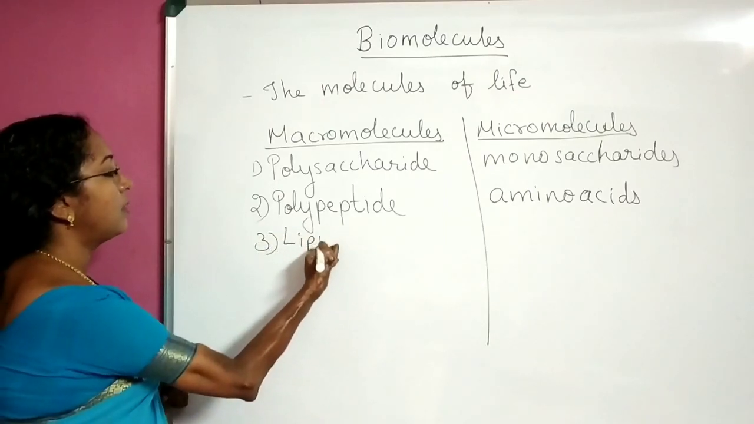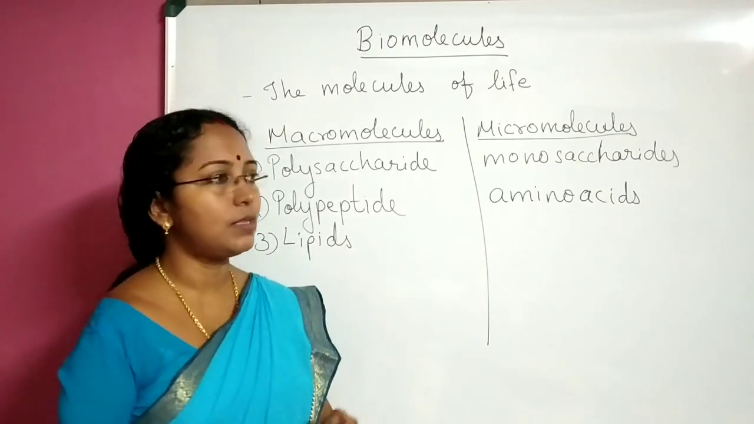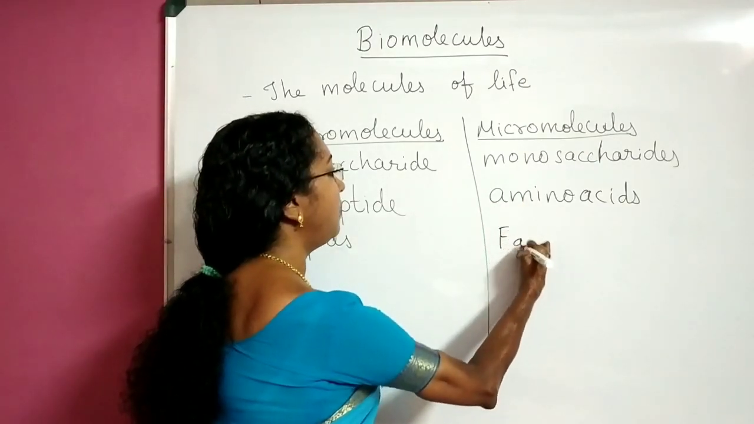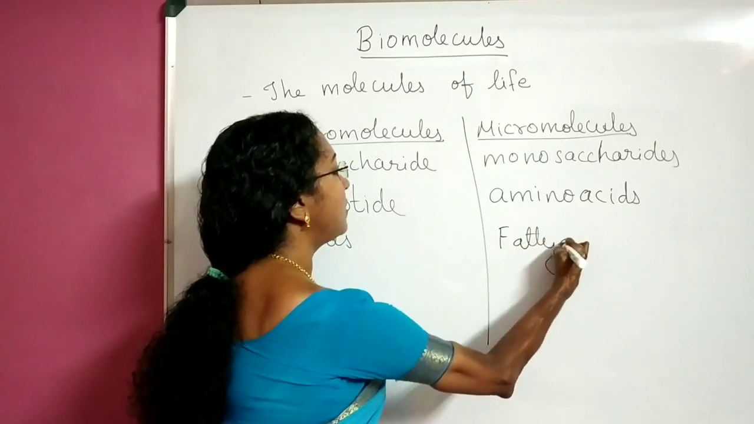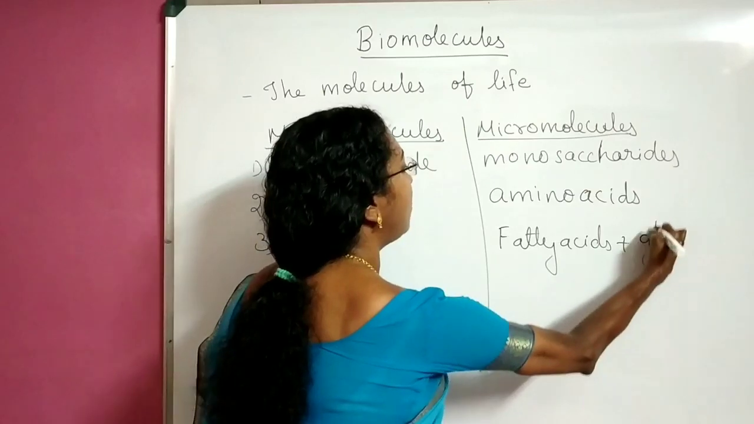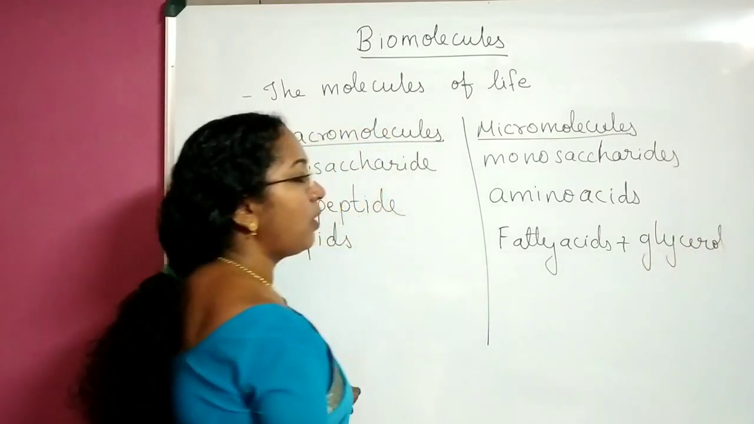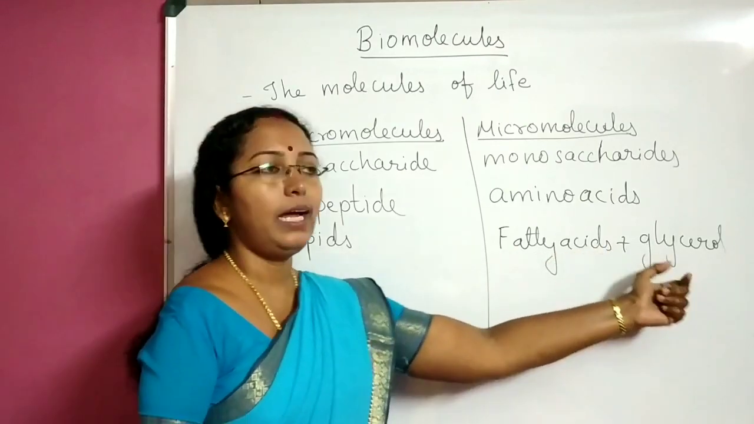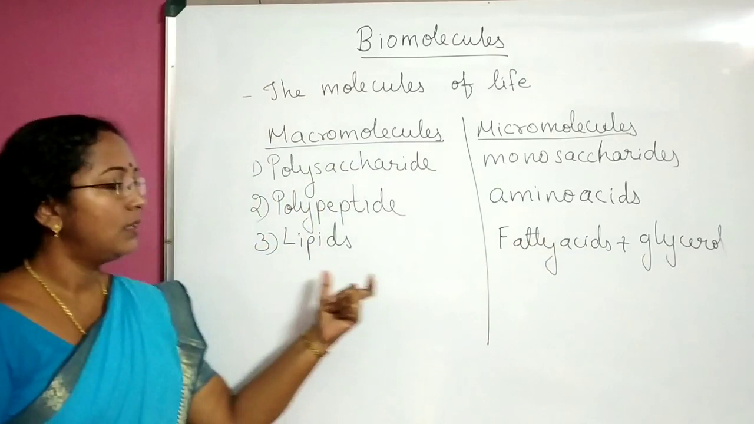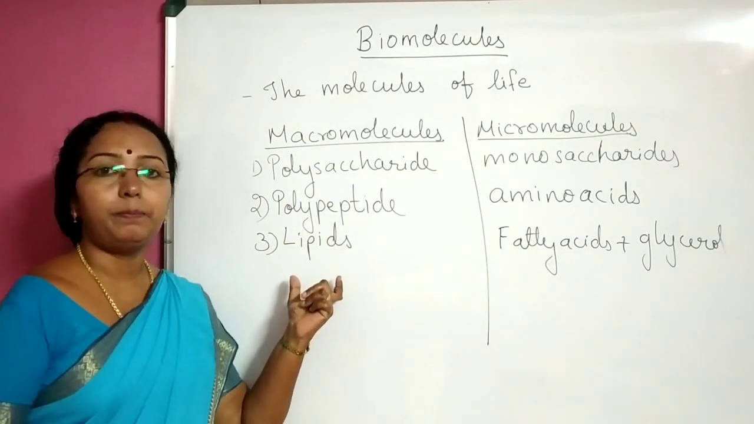The next macromolecule is lipids. They are made up of two micromolecules, two building blocks. They are called fatty acids plus glycerol molecule. Glycerol, with the ending -ol, is an alcohol. Fatty acid and glycerol together give you a big macromolecule called the lipid.